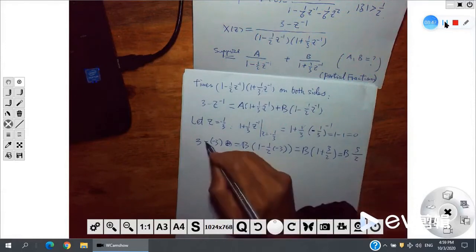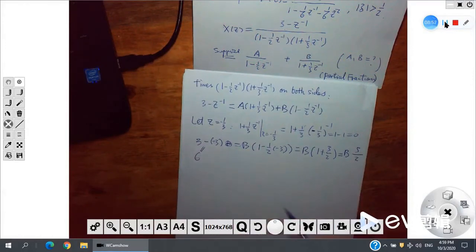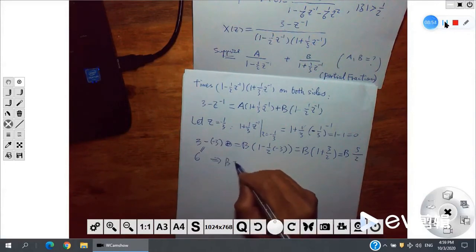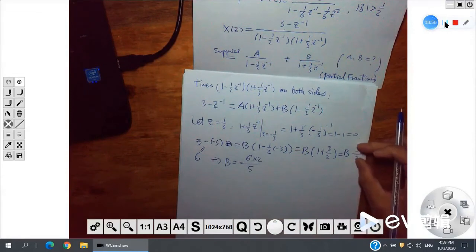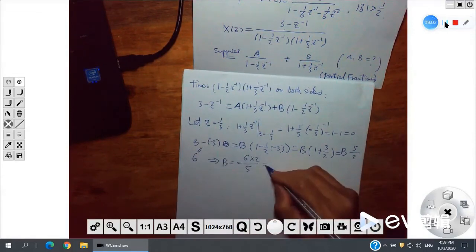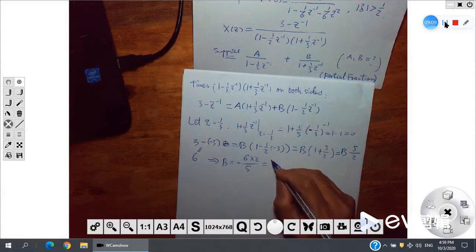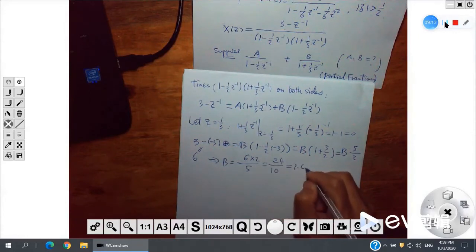And this side is 6, right? 3 minus negative 3, I get 6. So we have b is 6 times 2 over 5, right? I move 5 to that side, and then reverse. I get this one. Let me multiply by 2. This is 24 over 10, right? It's 2.4. I get this one.